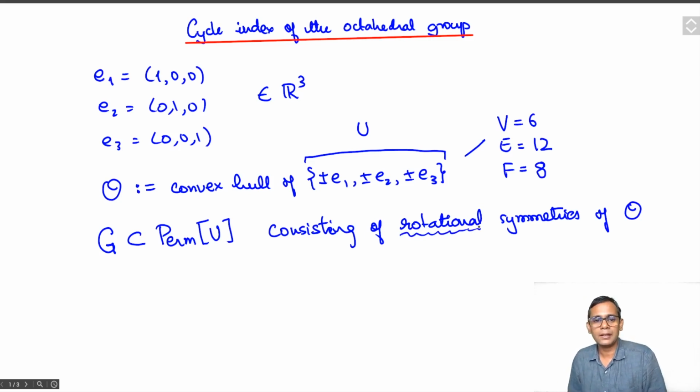Since this octahedron that we've constructed is centered at the origin, all its symmetries are going to be linear transformations. In particular, they're going to be rotations about some axis that passes through the origin. So we just need to figure out an axis and an angle, and we'll know what the rotation is.